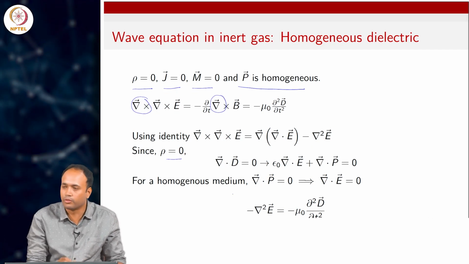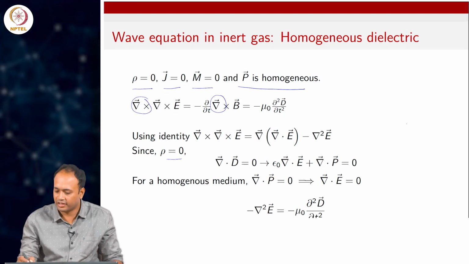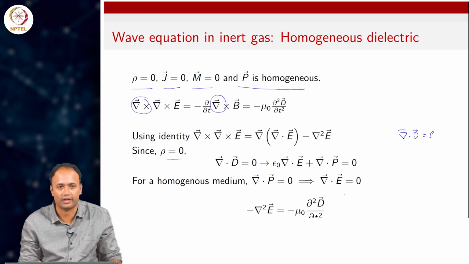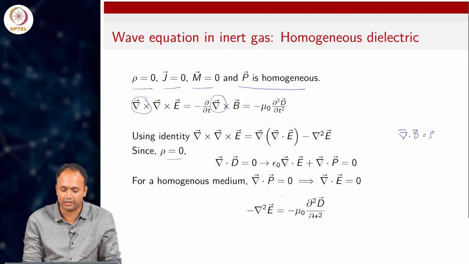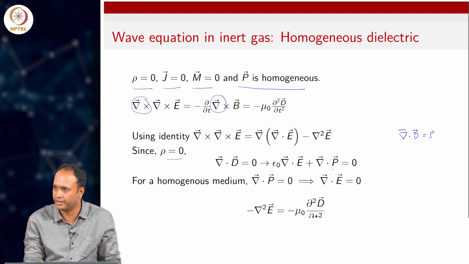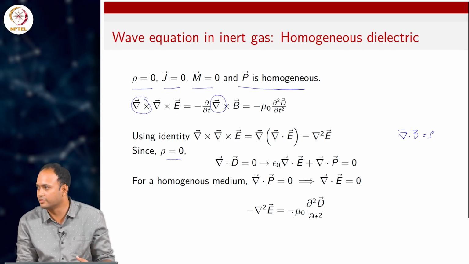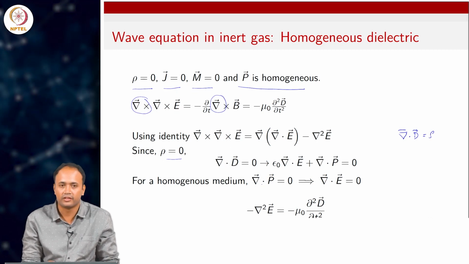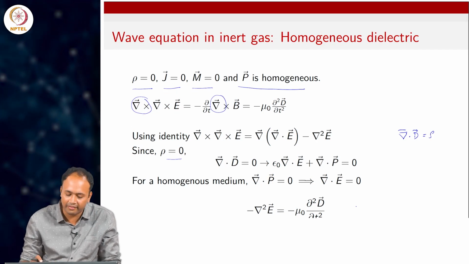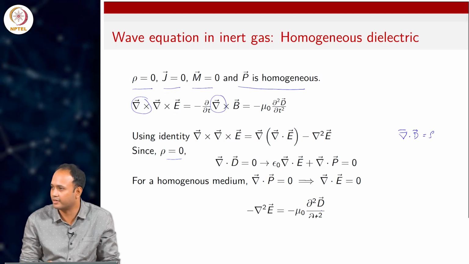Now since rho is 0, the Gauss law gives you divergence of D is 0, right. The Gauss law was divergence D is rho, there is no rho, so therefore divergence of D is 0. Now you substitute the explicit expression for D, which is epsilon naught E plus P, and because it's a homogeneous dielectric, there is no derivative, it's a constant vector, so therefore divergence of P goes to 0, which means you have divergence E is equal to 0, and now you get a wave equation which has del square E is mu naught del square D by del t square, okay.